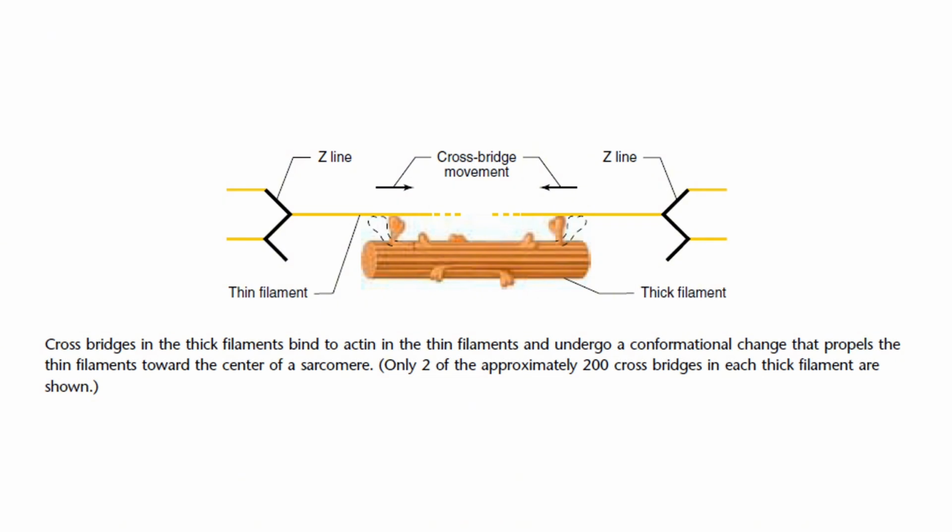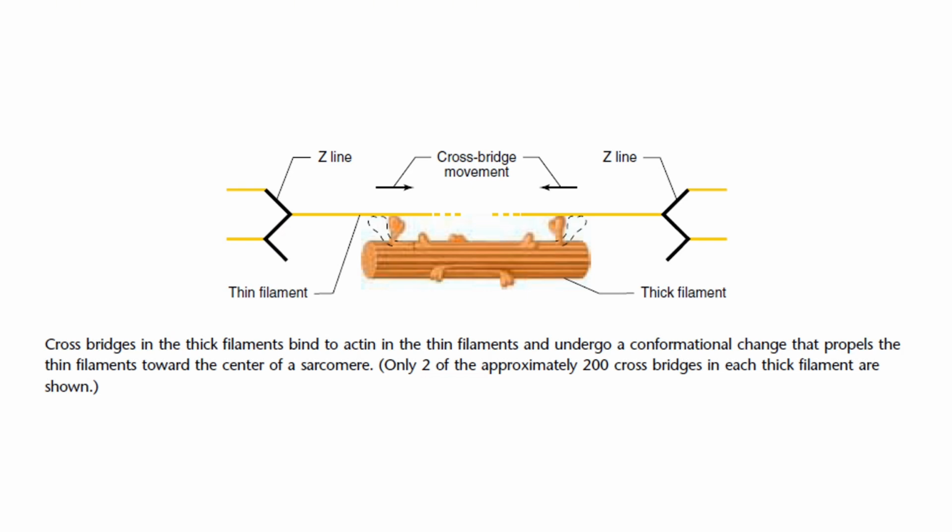The cross bridge movement pulls the actin filaments inward, and the continuous cycle of attaching, pulling, and detachment enables contraction. You should note that while the sarcomere shortens, the filaments themselves retain their lengths. Each thick filament has approximately 200 cross bridges, and only 2 are shown here.